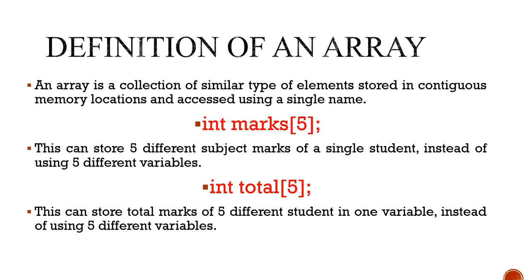It means that we can store 5 different subject marks of a single student, instead of using 5 different variables. As well, see another example, int total of 5. It means that we can store total marks of 5 different students in one variable. So this is how an array came into the C language. For storing multiple values of similar type, an array is used.